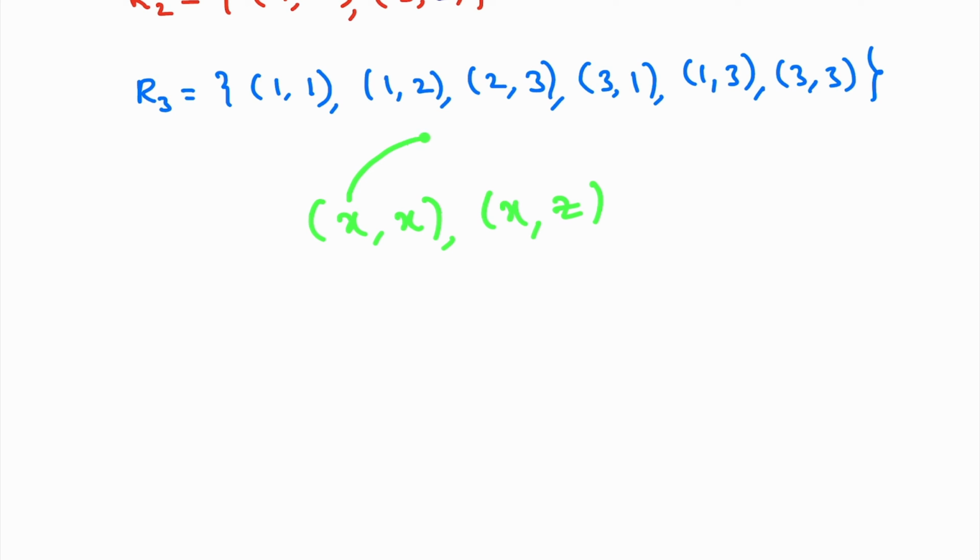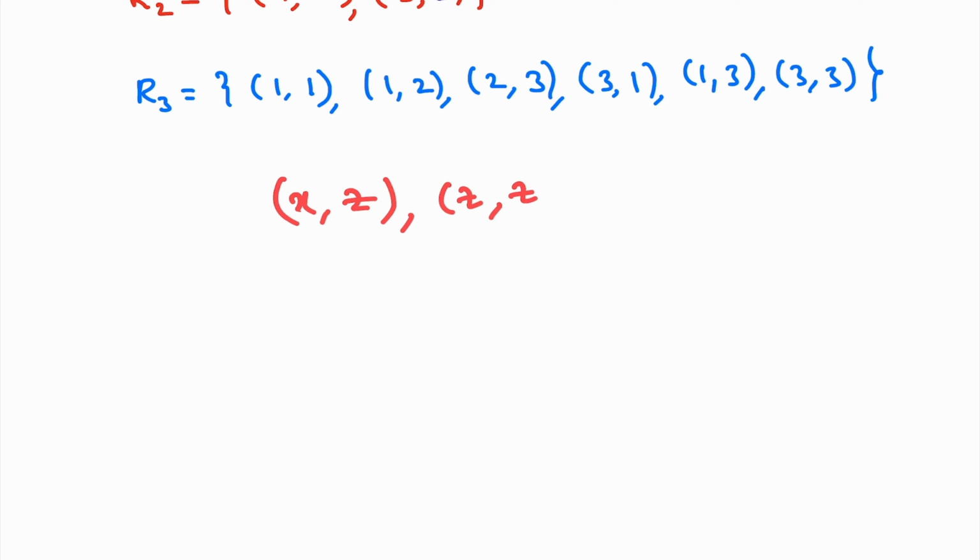What is the condition here? Transitive condition. This ends with x, this starts with x. What is the transitive condition? If (x, z) is there in this relation, then (x, z) is always present in this only. You observe this (x, z), (z, z). This ends with z, this starts with z.